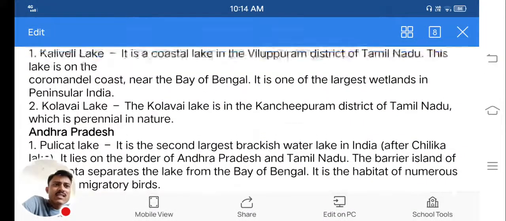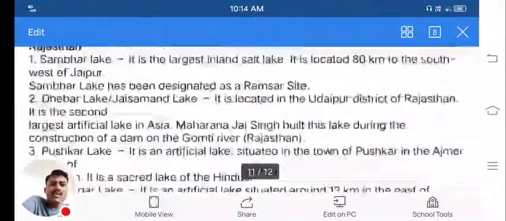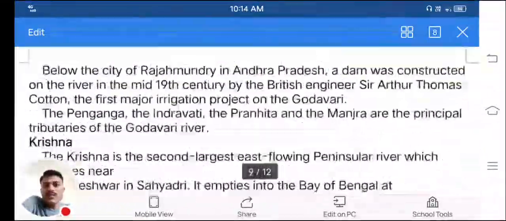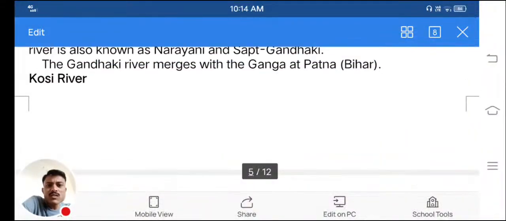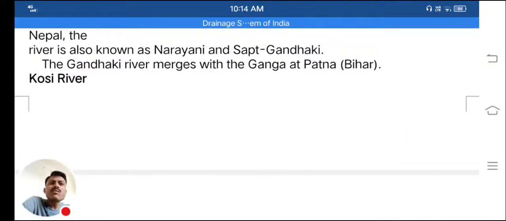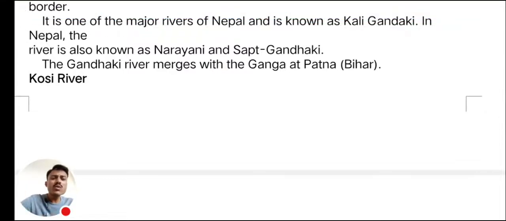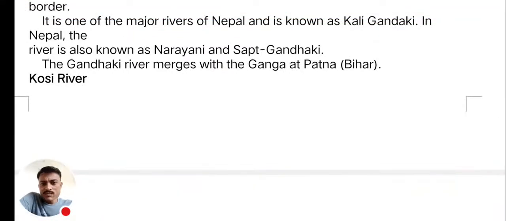The intention of taking this lecture is that anyway I will give the PDF of these notes in the paid Telegram channel. But the drainage system of India is a very important topic. You should not miss this topic. You should cover it from any source.